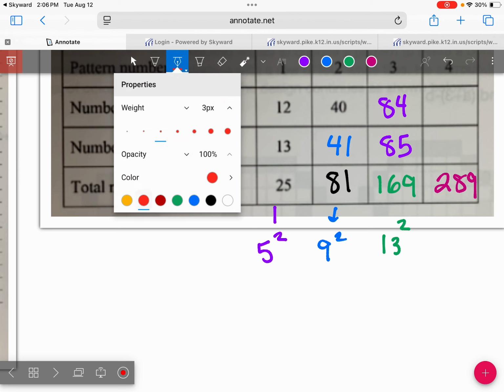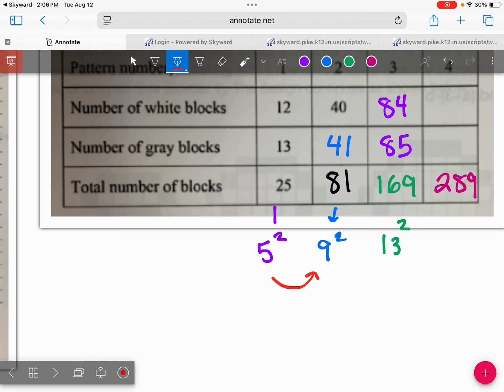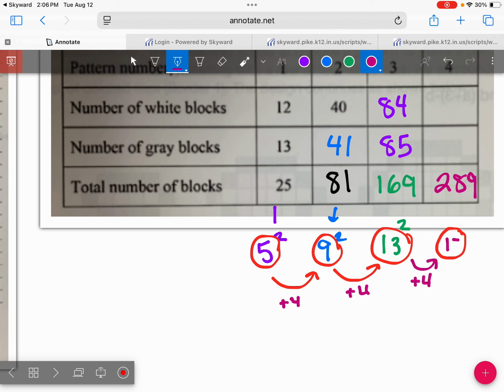And what's happening between these numbers? What did they do with these base numbers? How did we get from 5 to 9 to 13? We add 4. I heard it. It was quiet, but it was there. We're adding 4. So if I was to add 4 to get to our 17 here, 17 squared is what's giving us the total number of squares.